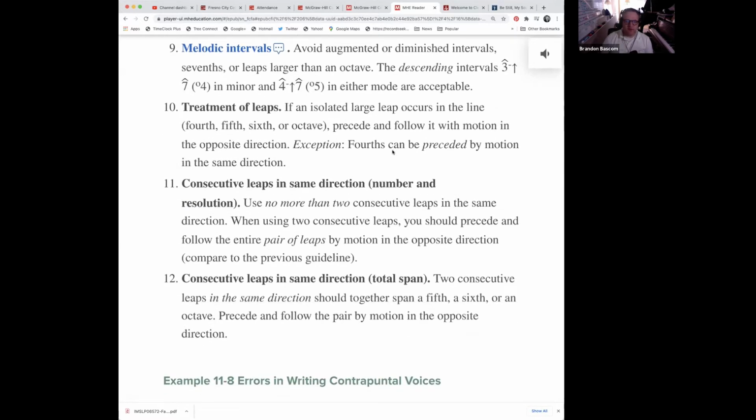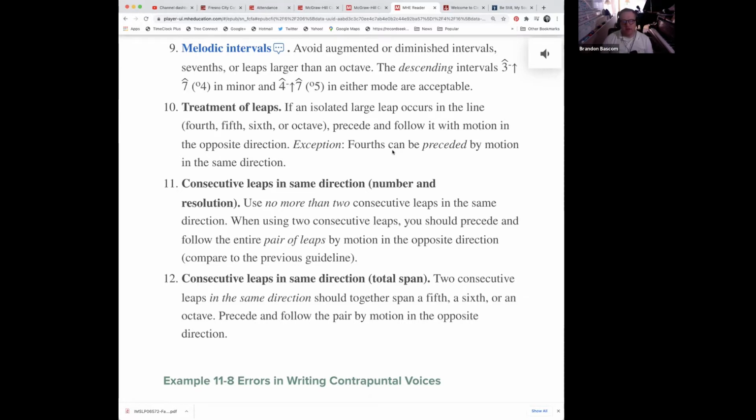Melodic intervals, we should avoid diminished and augmented intervals with the exceptions of scale degree 3 to raise scale degree 7, which gives us a diminished fourth in minor, and scale degree 4 to raise scale degree 7, which gives us a diminished fifth in minor, which are acceptable.